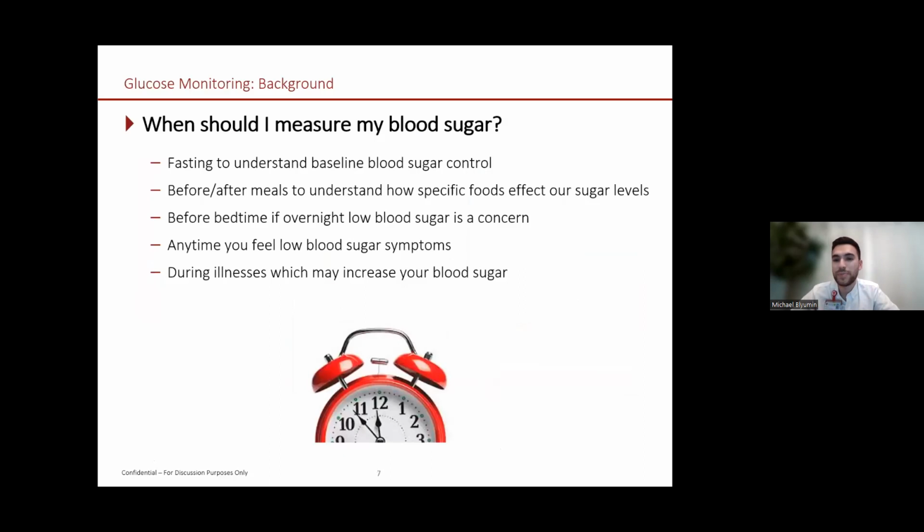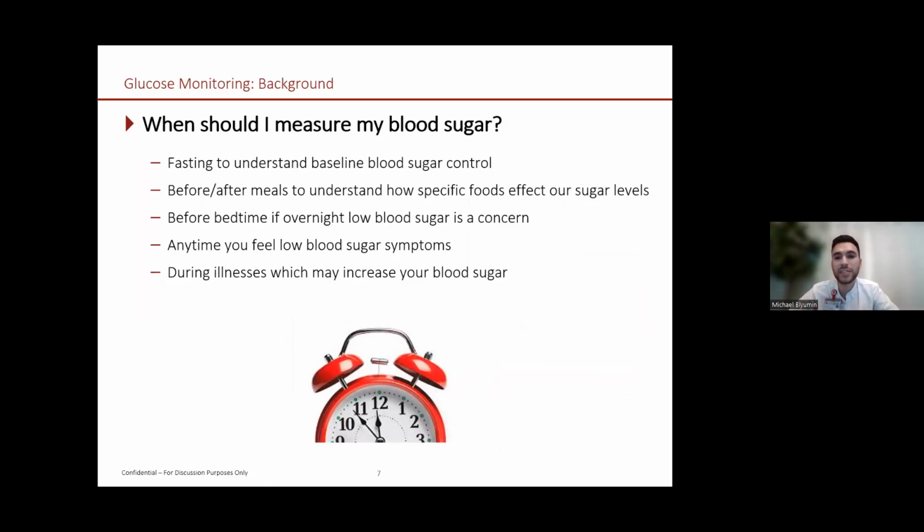The other question that comes up is, well, when do I monitor it? Yes, I know it's important to monitor my blood sugar, but when should I do it? How often should I do it? In terms of frequency, it really depends on your individual case, on what medication you're taking and what kind of diabetes you have. Most of the time, you're probably checking at least once a day.